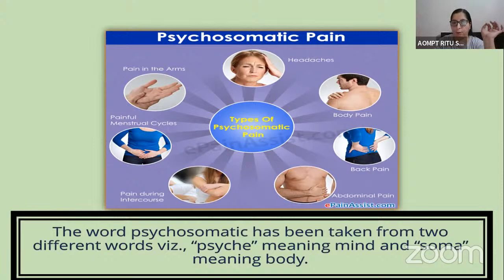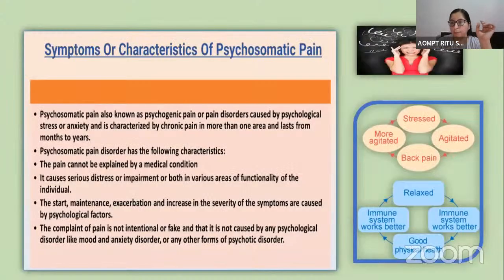And in this there are some symptoms, which is also known as psychogenic pain, or the pain disorder caused by psychological stress or anxiety, and chronic pain in one area lasting from months to years. So this kind of pain is like they have taken an MRI in their brain for that pain, so it cannot be easily vanished from their brain. So this type of pain cannot be explained by the medical condition, and the onset and maintenance, or the increase in the severity of the symptom, is caused by psychological factors.